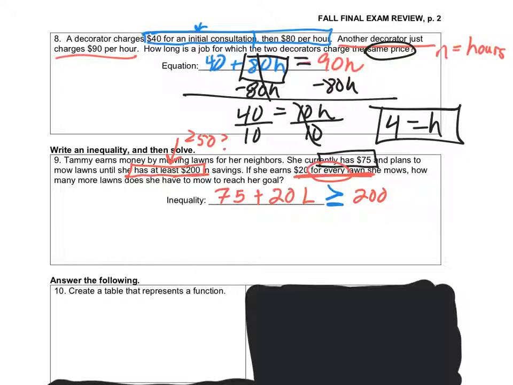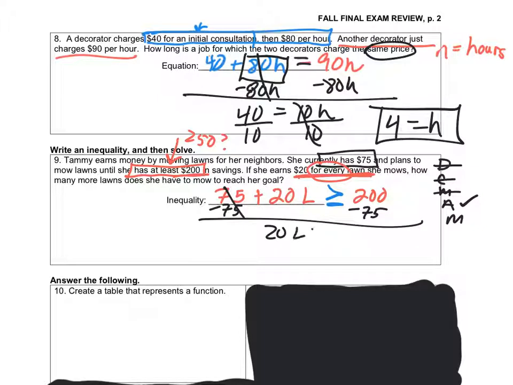Now, I'm going to use Don't Call Me After Midnight. I don't have any distributing, combining, or moving the variable, so I need to add or subtract. So I'm going to subtract 75 from both sides. I'm left with 20L is greater than or equal to 125. Divide by 20, and I know L has to be greater than or equal to 6.25 lawns.